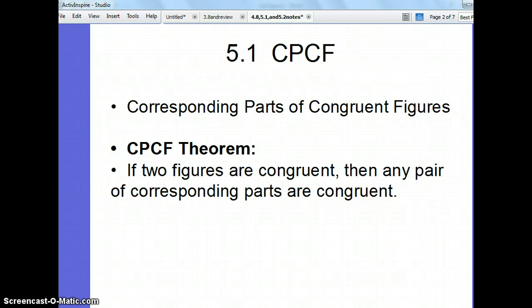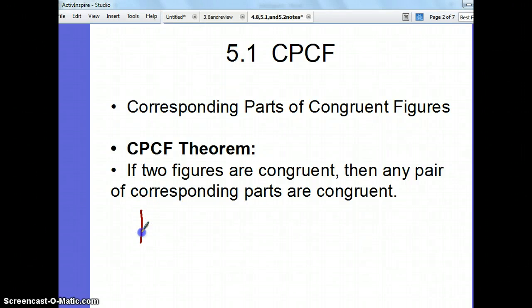So then we go to section 5.1. The main thing in section 5.1 is the idea of corresponding parts and the CPCF theorem, the corresponding parts of congruent figures. If two figures are congruent, then any pair of corresponding parts are also going to be congruent.